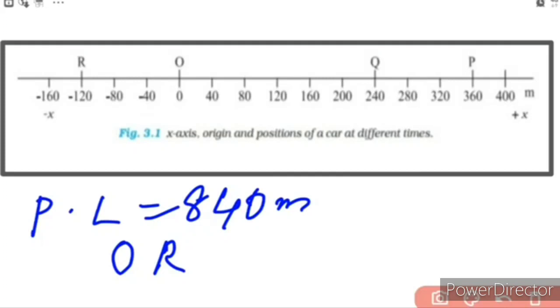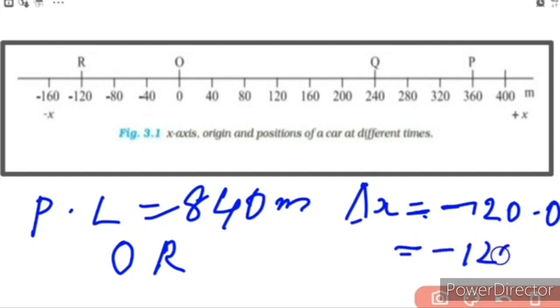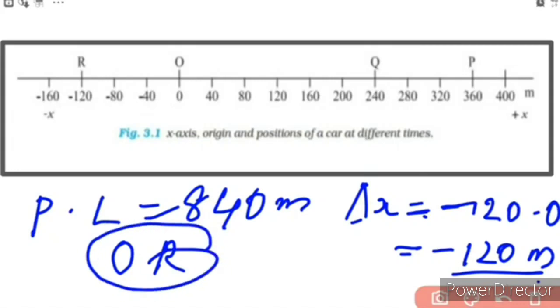Okay. Now what about the displacement? That displacement delta x is equal to what? Displacement is final position minus initial position, that is minus 120 minus R, that means origin, that is 0. So you will get minus 120 meter. So here the displacement is negative. Got it? So for the motion O to R, the displacement is minus 120 meter and the path length is 840 meter. So in this case also the magnitude of displacement is not equal to the path length.